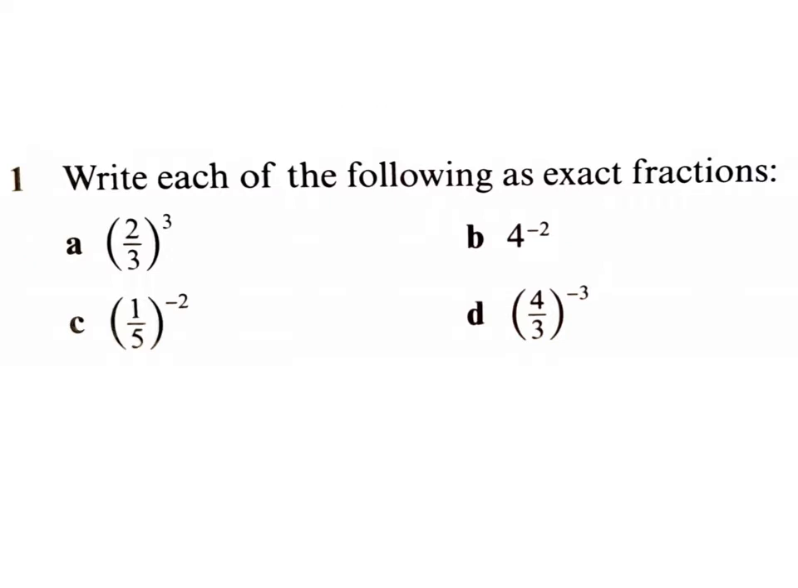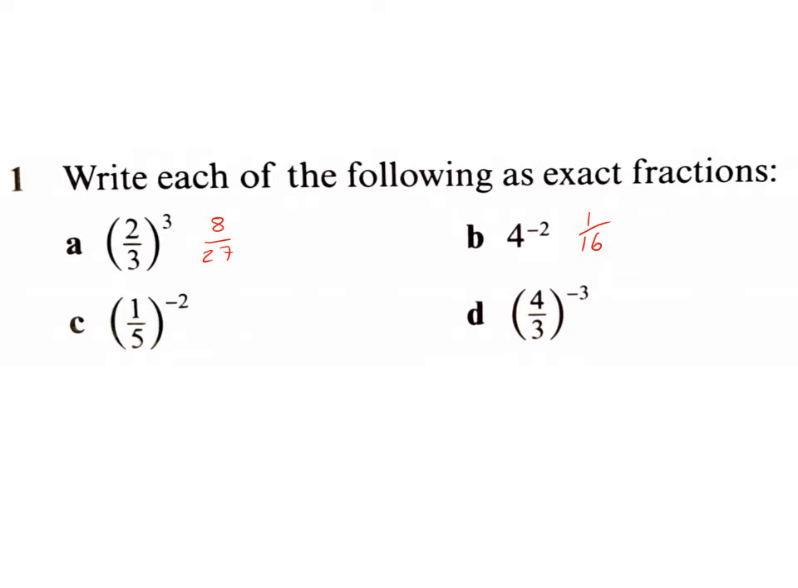And so running through the answers to these then, if you've got 2/3 cubed for part A, we're going to need to cube the numerator and cube the denominator. So giving us 2 cubed is 8 and 3 cubed is 27. For part B, we've got to remember that this negative power means a reciprocal. So we take our regular 4 squared, but then find the reciprocal of that. So 4 squared is 16, and taking the reciprocal for the negative power is 1/16.